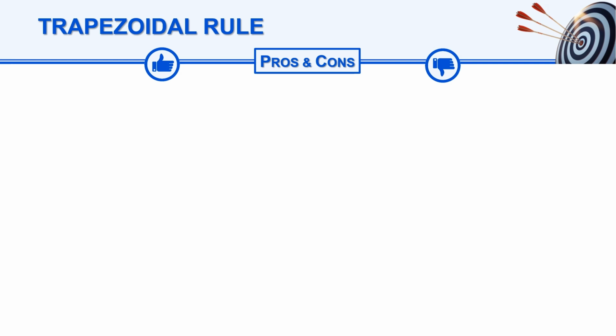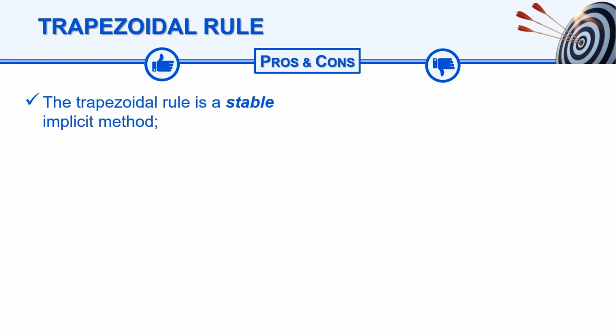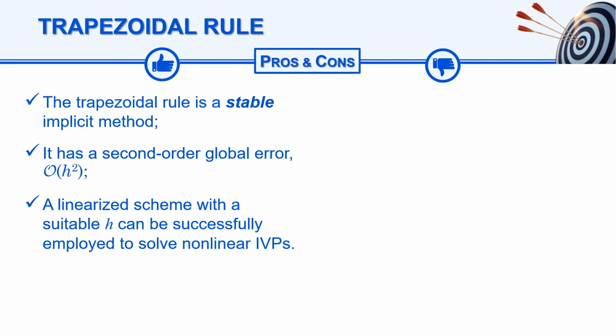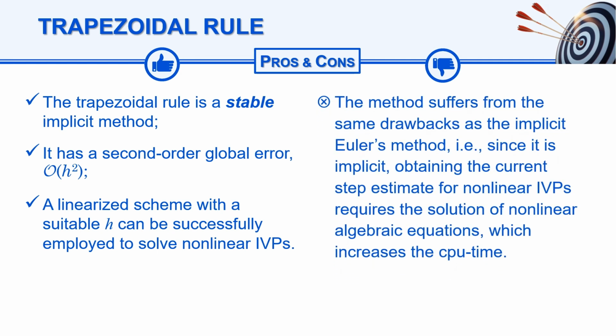The advantages of the method are: the trapezoidal rule is a stable implicit method. It has a second-order global error. A linearized scheme with a suitable H can be successfully employed to solve nonlinear initial value problems. The method suffers from the same drawbacks as the implicit Euler's method, i.e., since it is implicit, obtaining the current step estimate for nonlinear IVPs requires the solution of nonlinear algebraic equations, which increases the CPU time.